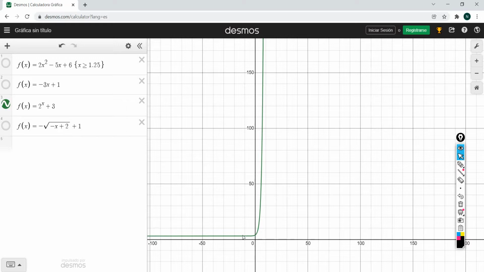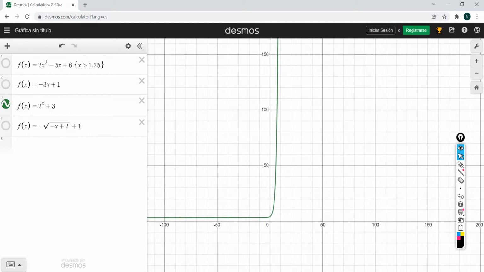Why? Because you can give any number to x and nothing weird will happen. You can always calculate 2 to whatever number. You can always do that. So the domain for this function that we're talking about is all the real numbers.